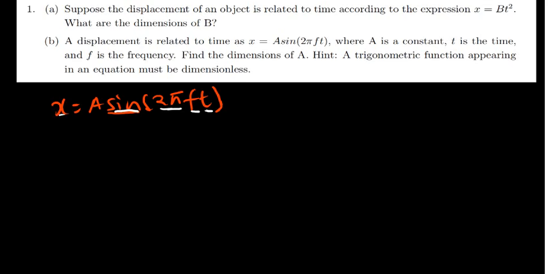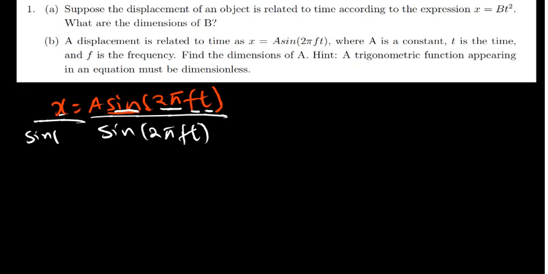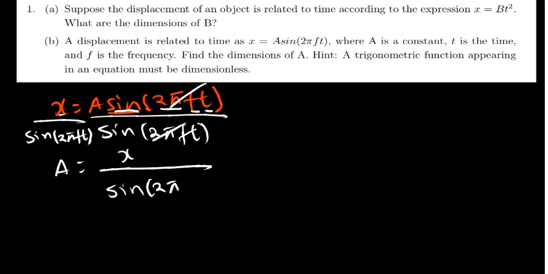Of a. So what we are going to do, we are going to divide both sides by what? We're going to divide everywhere by sine 2 pi f t. Then even here, sine 2 pi f t. So this and that will go. We're going to have a equal to x divided by sine 2 pi f t.